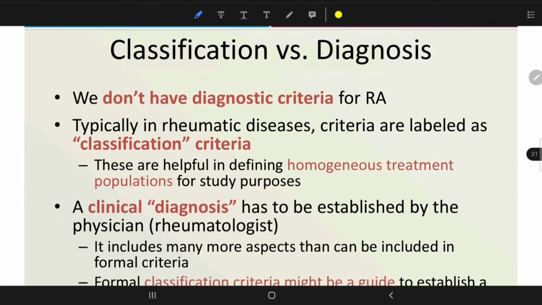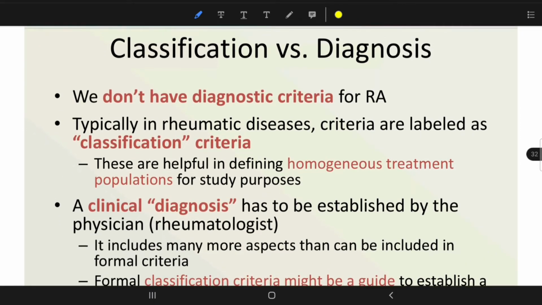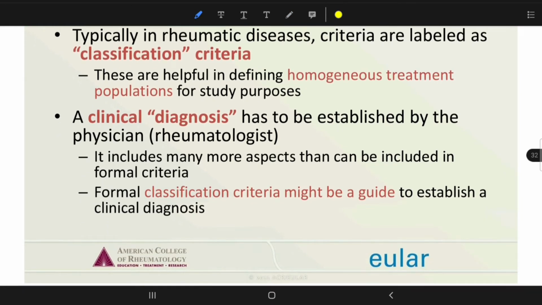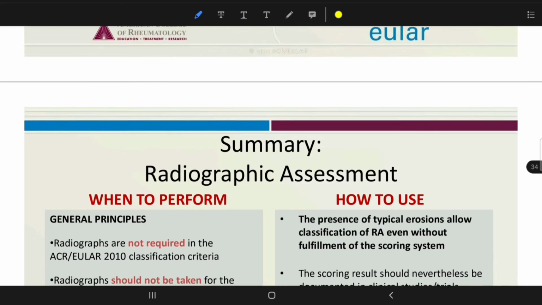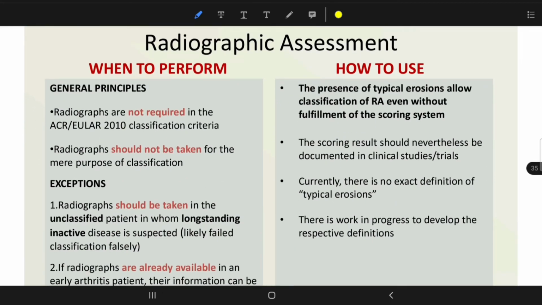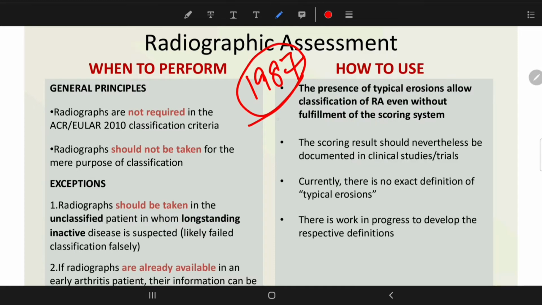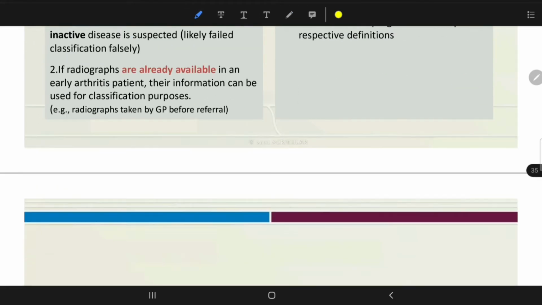Now a word of caution: this is a classification criteria, not a diagnostic criteria. We have not developed diagnostic criteria yet, but typically in a rheumatoid disease, criteria is labeled as a classification criteria, and they are helpful in defining the homogeneous treatment of populations for study purposes. And a clinical diagnosis has to be established by a physician. Now these are simple things, not very important. And a point about the radiology. Initially, the 1987 criteria used to include radiology also, but now it has been excluded from the current 2010 criteria, and radiology is not to be performed unless it is necessary.